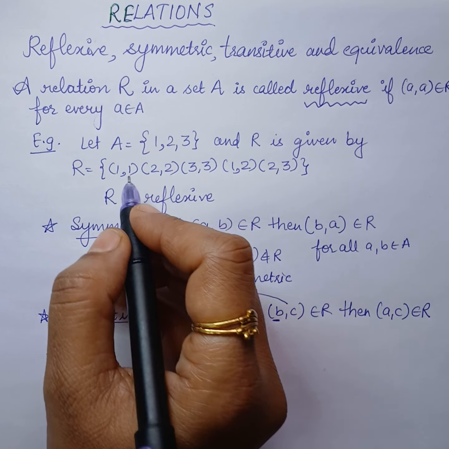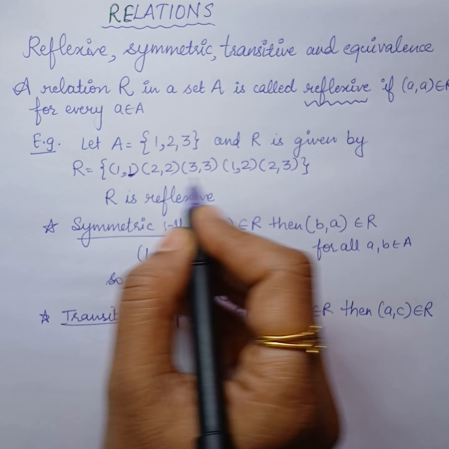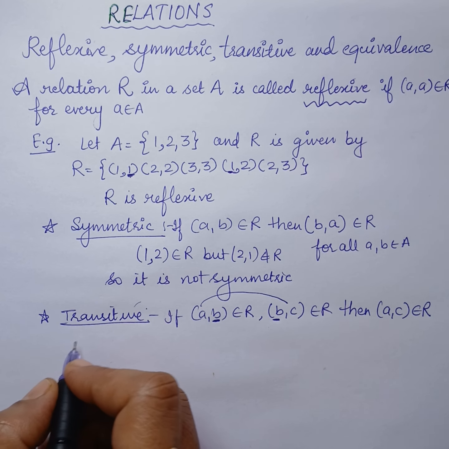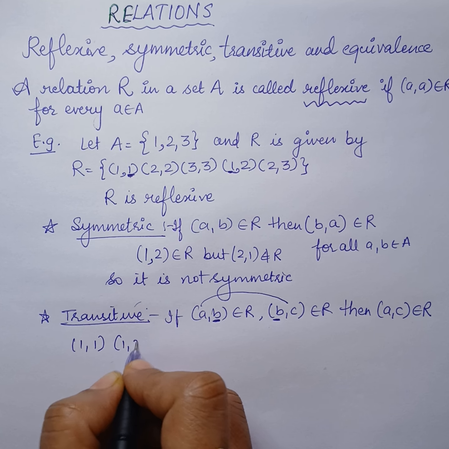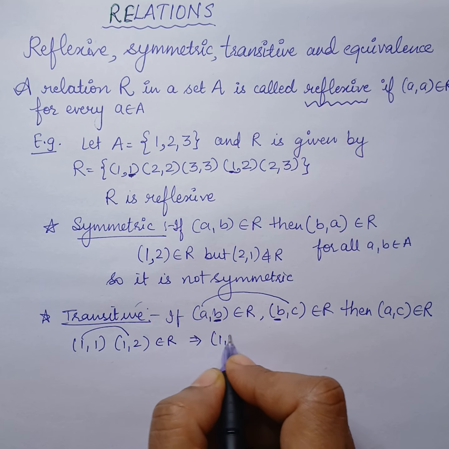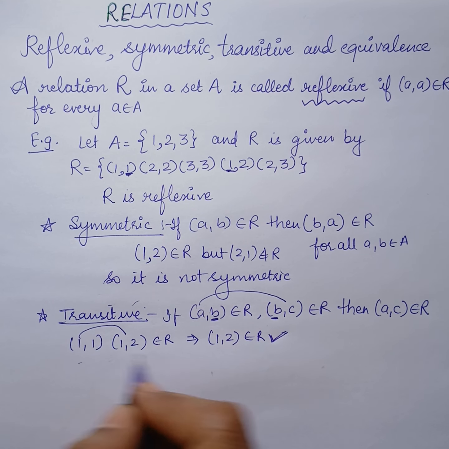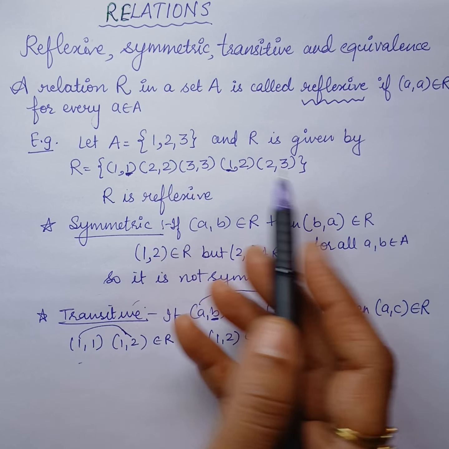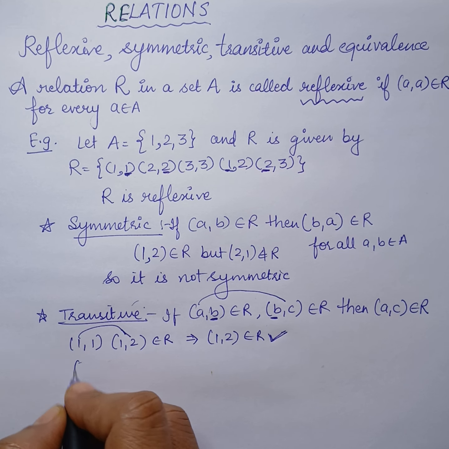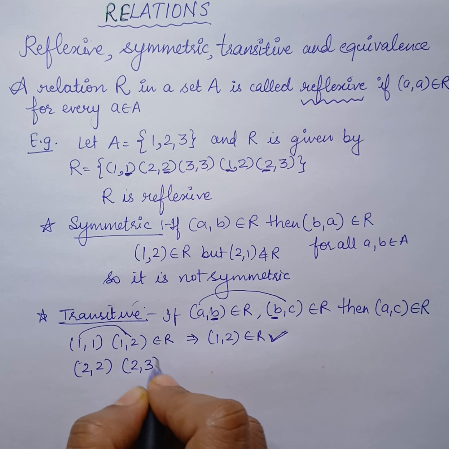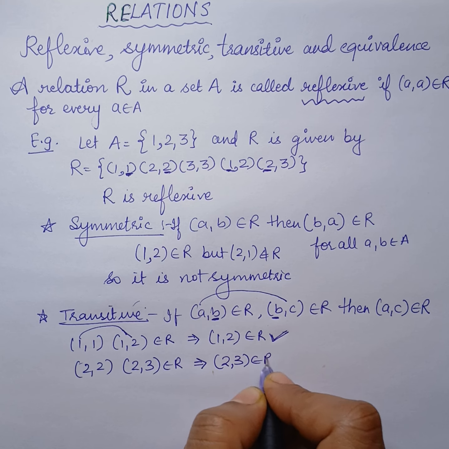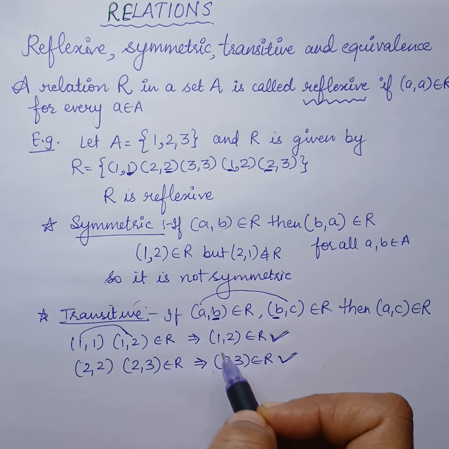Like first of all, I will find the common element. Common element to 1 is this. So if I take these two pairs (1, 1) and (1, 2), they both are belonging to R. Then I need to check (1, 2) is also belonging to R. Yes, it is true for this example. But let us check for others as well. Like this is 2 and this is 2. So (2, 2) and (2, 3) belong to R. So this implies (2, 3) is also belonging to R. (2, 3) is there in R.